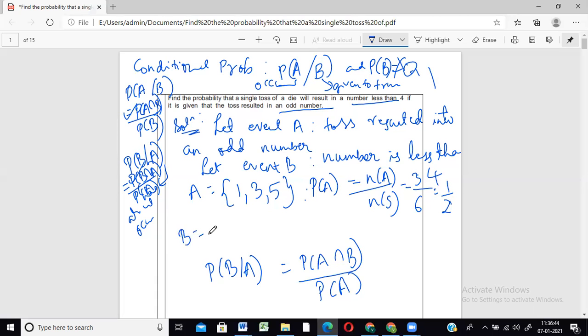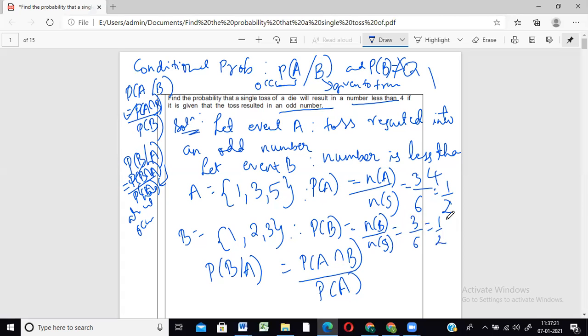Coming to the next event, what was the event B? The number should be less than 4, correct? So how many numbers are there which are less than 4? 1, 2, and 3. Less than 4 they're telling you. So 4 will not be included. If they tell you less than or equal to 4, that time 4 will be included. Okay. So therefore, probability of B, which is equal to 1, 2, 3. Okay. So what is probability of B? So that will be equal to, you can find out if you want, or even if you don't find out, it is okay. But let me just tell you why am I doing it just now. This is again equal to half.